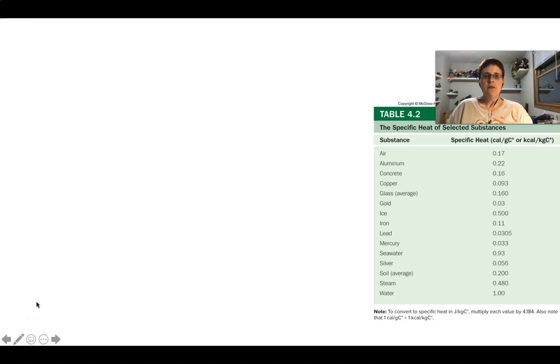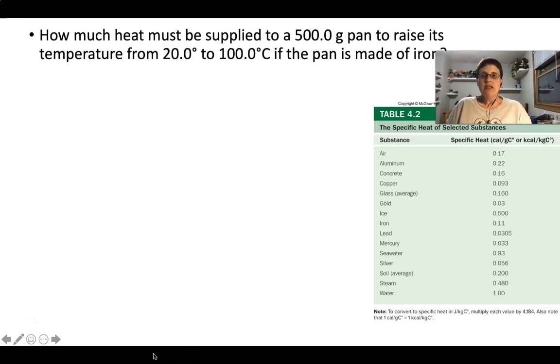This is the walkthrough for the specific heat problem from the specific heat video. And the question is, how much heat must be supplied to a 500 gram pan to raise its temperature from 20 degrees Celsius to 100 degrees Celsius if the pan is made out of iron? So the equation that we're going to need is the heat equation.